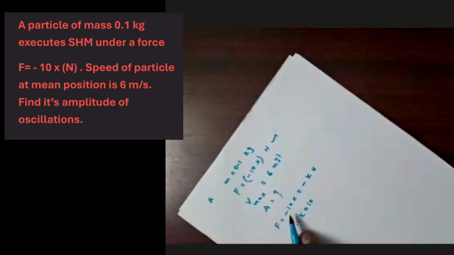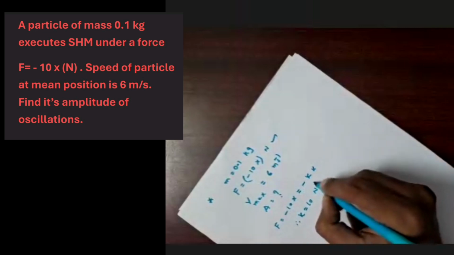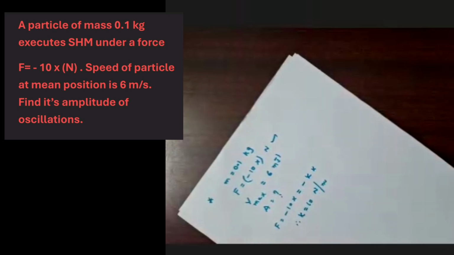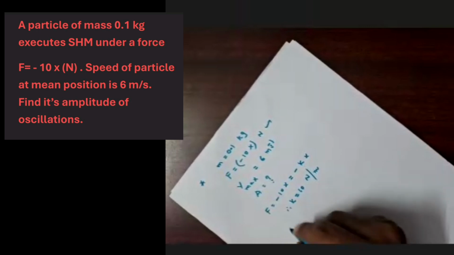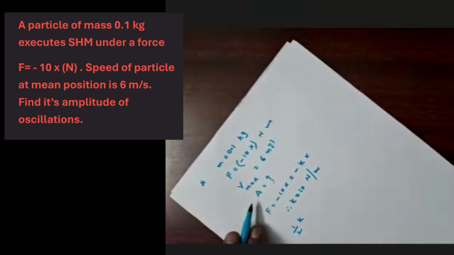In the place of k, we have 10. The unit is Newton per meter. This is the force constant, K is the force constant. Once we know the force constant, the energy in the form of the force constant, I am taking it as half k x square. Here x is the distance, that itself is nothing but amplitude.